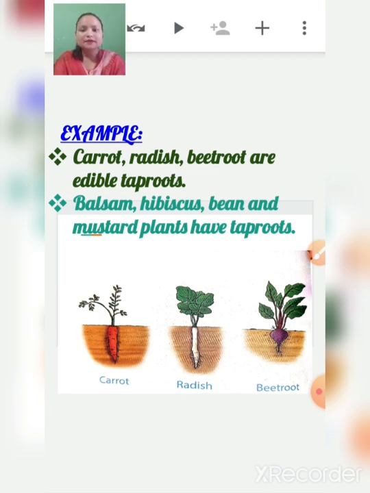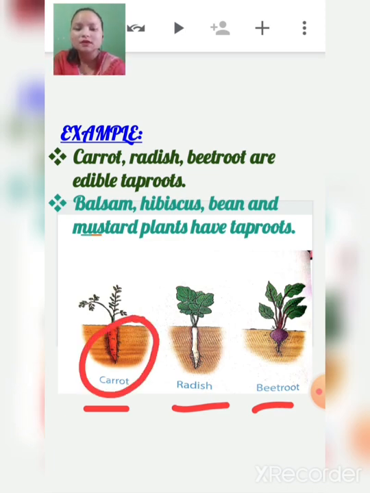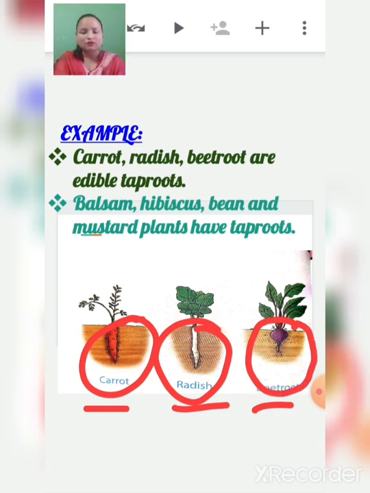Some other examples are balsam. Balsam is what, children? It is a flower. Hibiscus is also a flower, you all have seen. Bean and mustard plants also have taproots. So carrot, radish, beetroot, these are examples of taproots. These roots grow inside, under the soil, below the stem. These are edible taproots, which we can eat, right?